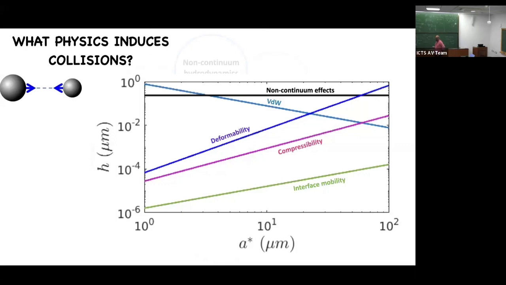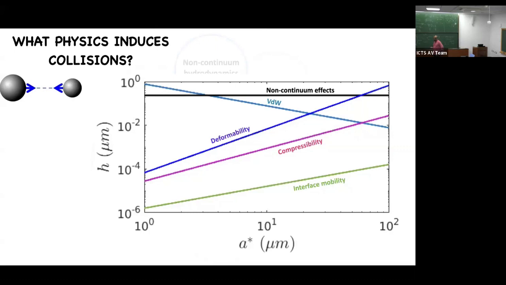Below the line. Exactly. So other physics will definitely come in. It's just that before they come in, non-continuum effects will become important. So for very small particles, van der Waals is the key thing. If you have particles which are hundreds of nanometers or smaller, then van der Waals will actually drive their collisions. And is this true for any material, like if it's solids?